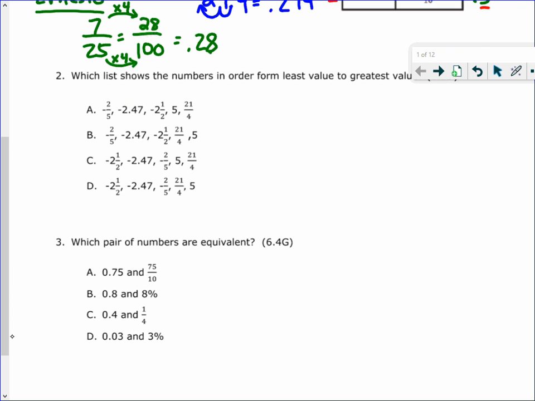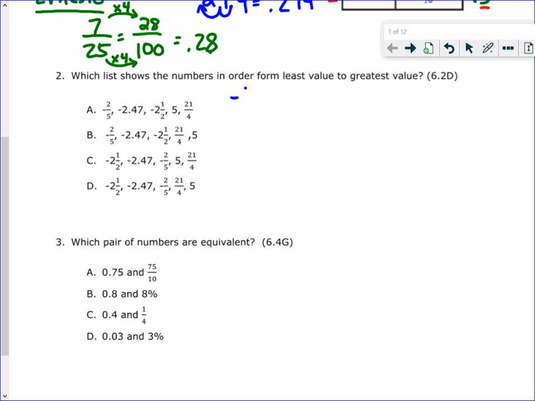It says here, which list shows the numbers in order from least value to greatest value? So now we're going from smallest to greatest. Once again, we're going to need to change all of these to decimals, but at least they're all the same type of numbers. So we already know which one's going to be the biggest. We already know 5 is bigger than those negative numbers. So it should be negative to positive. 5, well, it may not be the biggest though. So let's go ahead and figure it out.